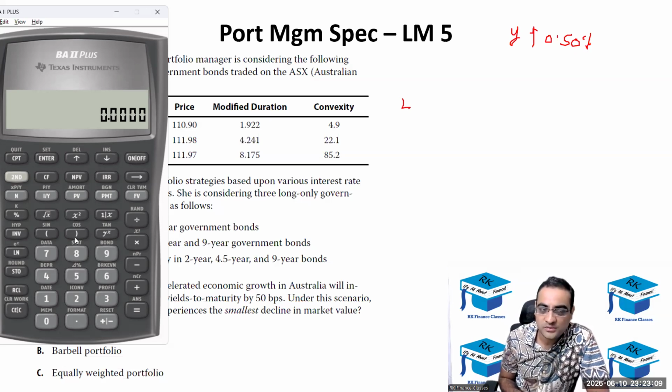You will write this, obviously. You will show this into convexity into half. That's the second term which is added. And the first term is plus and then bracket open minus D, that is 1.922 with a negative sign, and into delta I, that is into 0.50 percentage, 0.0050. Okay, so that's 0.95 percentage ka loss.